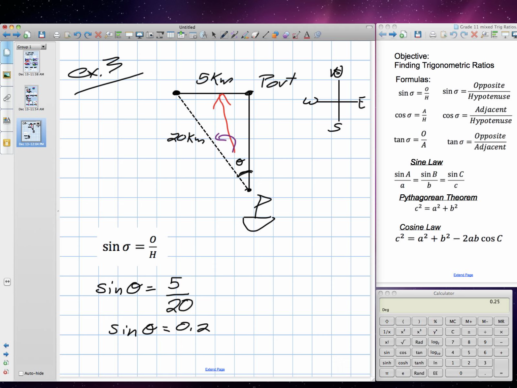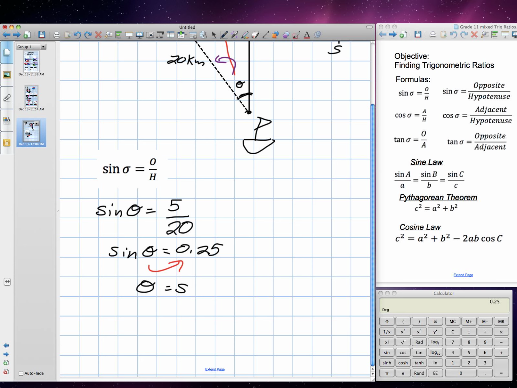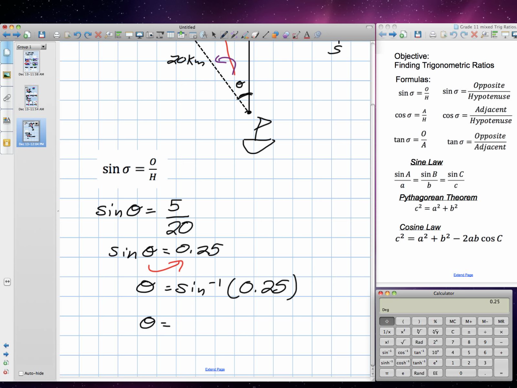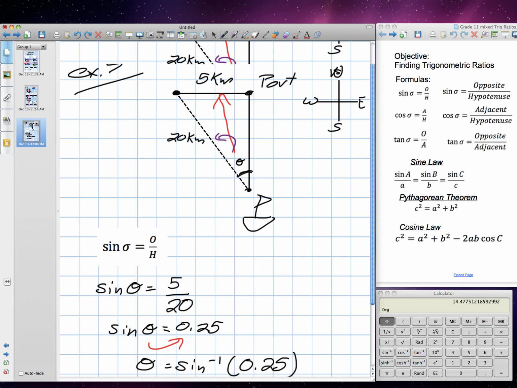Now remember, in order to find an angle, I got to move sine to the other side of the equation, where it becomes the inverse. So we have theta is equal to sine inverse 0.25, which means I'm going to have to shift on the calculator here. Sine inverse, I keep my number up, 14.44 degrees, okay? So, in terms of what I'm asking you, this theta here is 14.4 degrees.